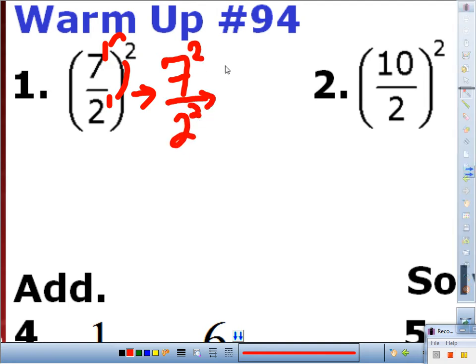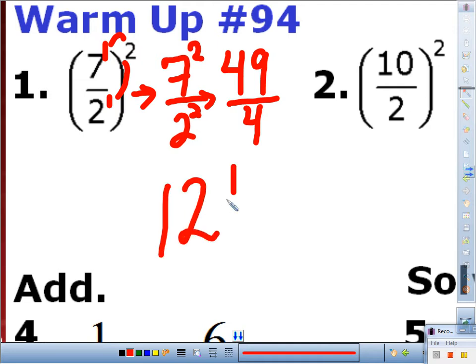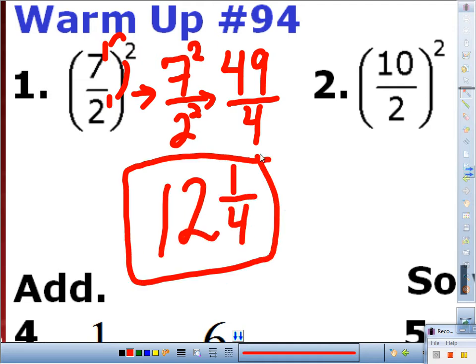What is 7 to the second? 49. 2 to the second is 4. Can we simplify? Yes. How many times does a 4 fit into 49? 12 times and 1 left over, so it's 12 and 1/4. Hands, we got that? Okay, good.